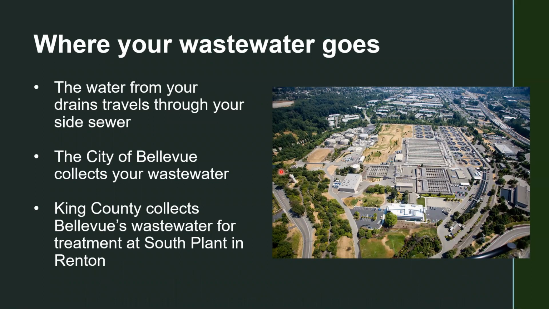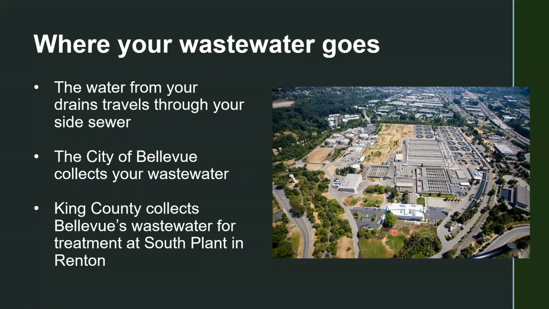So here is a picture of South Treatment Plant in Renton, where your wastewater gets treated. Because your city collects your wastewater, you may not have known that King County provides the wastewater treatment. Water that you use at home, school, or businesses travels through your small side sewer pipe and goes to the City of Bellevue sewer system.